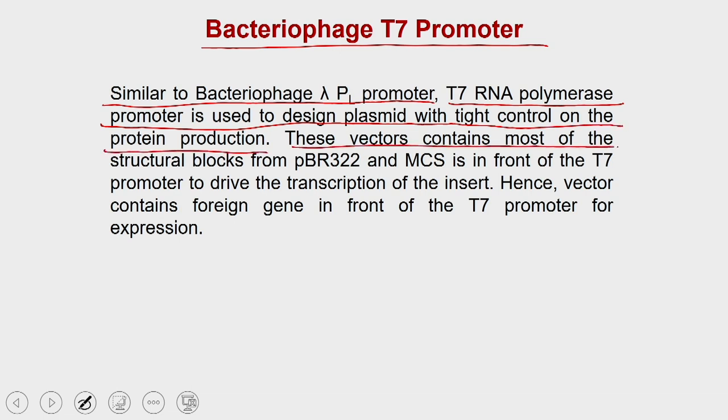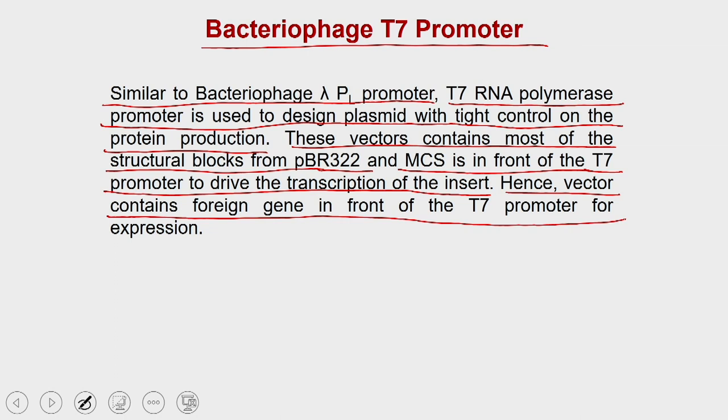These vectors contain most of the structural blocks, such as the selection markers, the multiple cloning site and everything, from pBR322, and in front of the MCS you have the T7 promoter to drive the transcription of the gene which you are going to use as an insert. Hence the vector contains the foreign gene in front of the T7 promoter for expression.